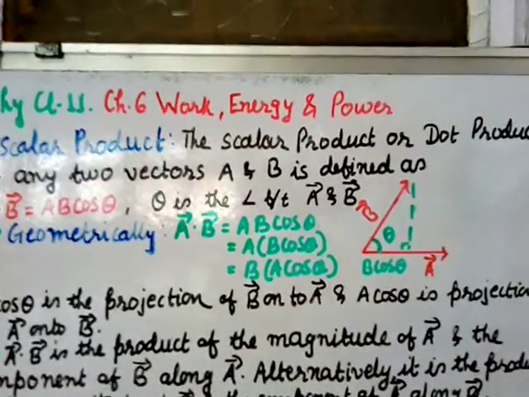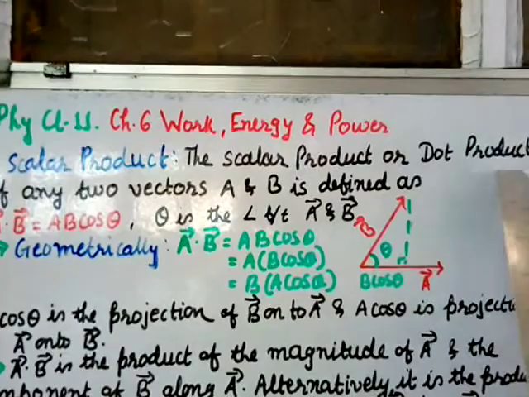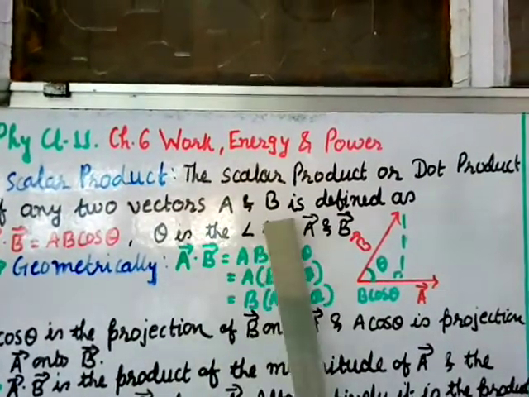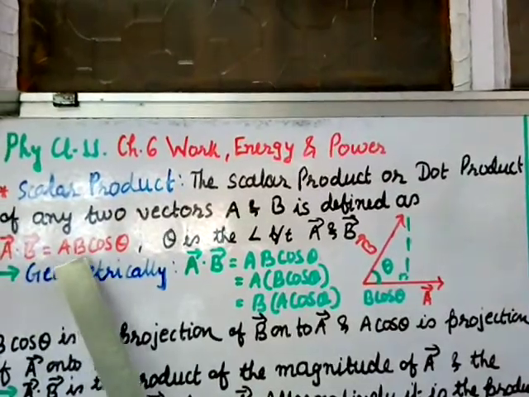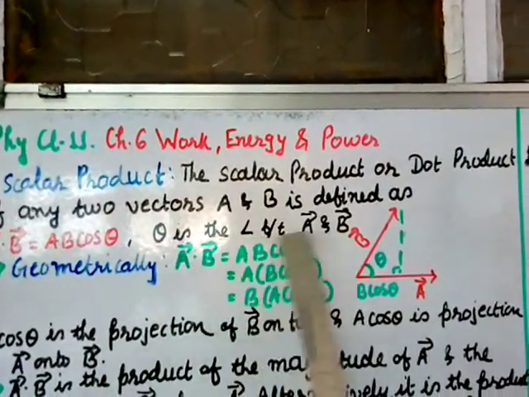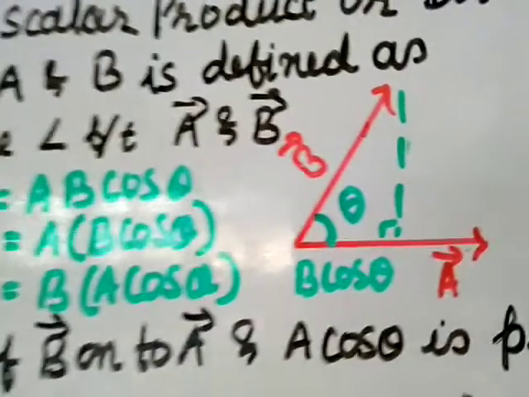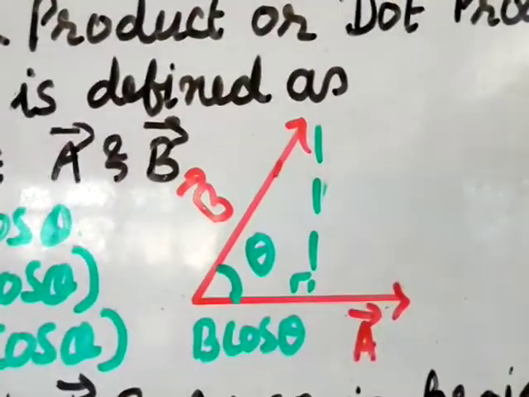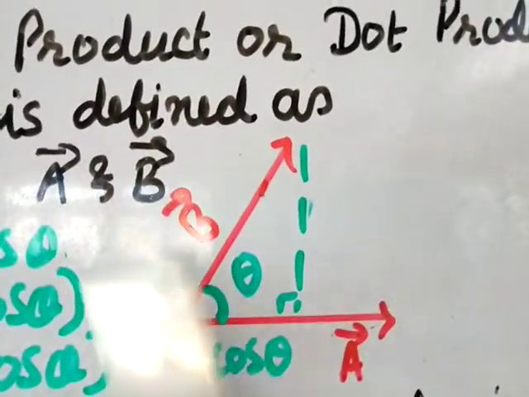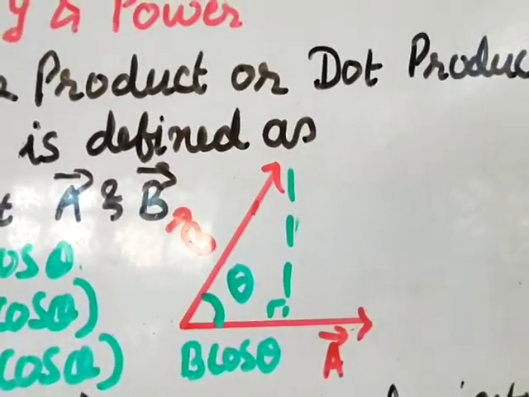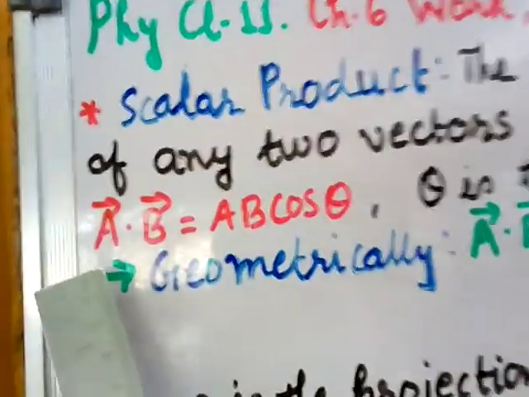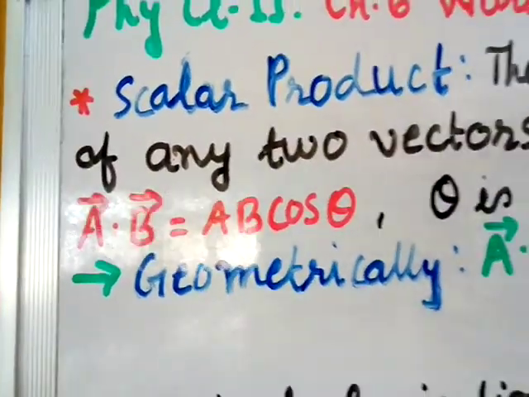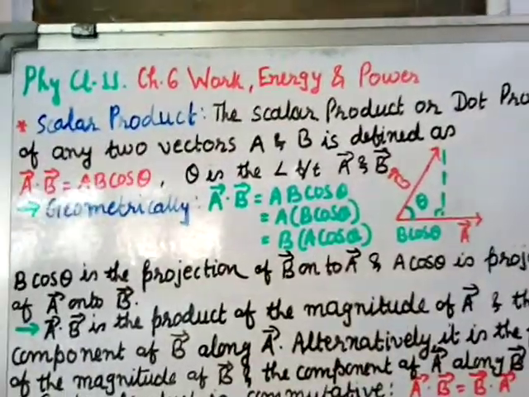Scalar product. The scalar product or dot product of any two vectors A and B is defined as vector A dot vector B is equal to AB cos theta, where theta is the angle between A and B. So we have got two vectors, this is vector A and this is vector B. And suppose the angle between these two vectors is theta, then the dot product of A and B or the scalar product of A and B is defined by A dot B equal to AB cos theta. Okay, so that is the definition of scalar product.